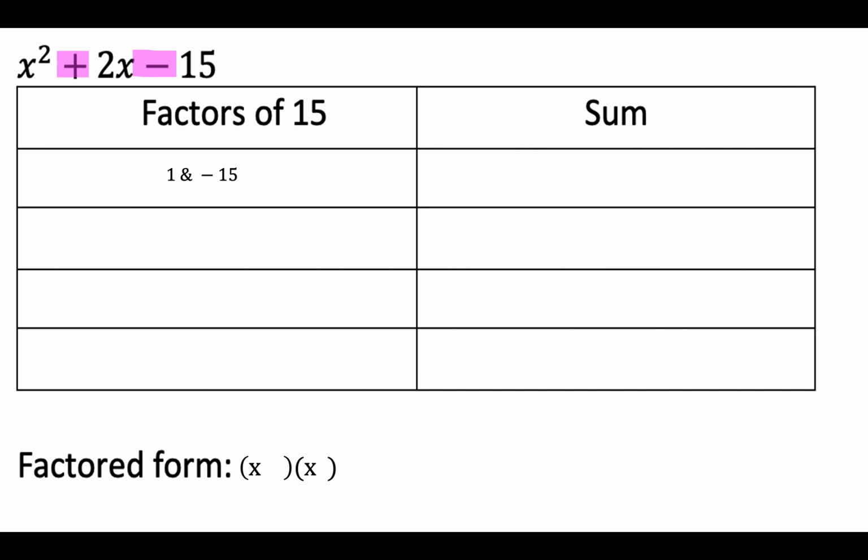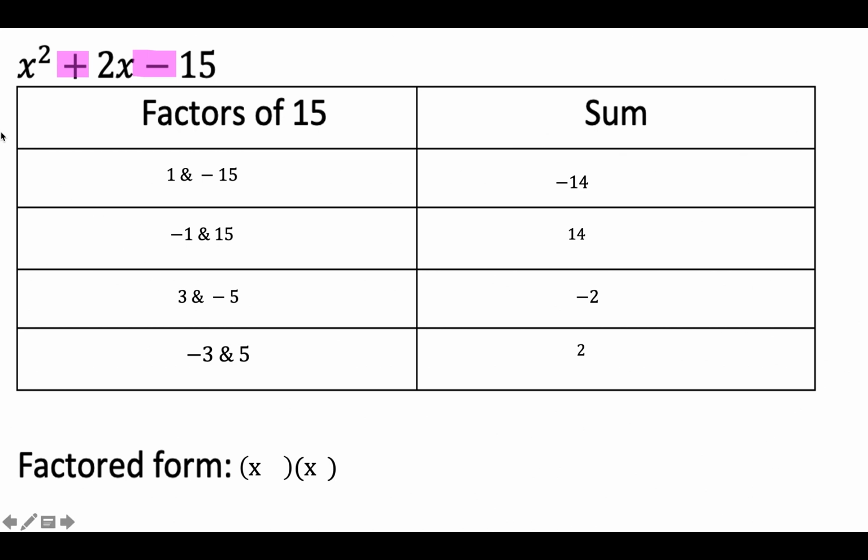So how do I get negative 15? 1 times negative 15. What's the sum of 1 plus negative 15? Negative 14. Negative 1 times positive 15 gives us negative 15, but if we add them together, we get positive 14. If we multiply 3 times negative 5, we get negative 15, but if we add those two numbers together, we get negative 2. We can also multiply negative 3 times 5 and still get negative 15, but when we add them together, what do we get?